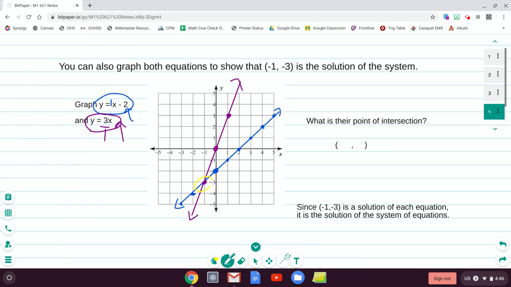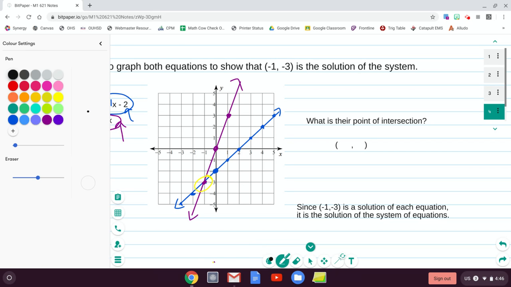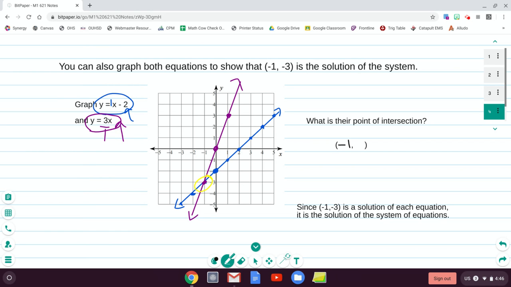Okay. So we graphed both equations, and it looks like our solution, let me get my yellow, our solution is right there. And what point is that at? What is the point of intersection? -1, -3. -1, -3. So that's what we said originally, right? On the previous page, I told you that that was going to be the solution. And when we graphed both lines, that's where they intersected.